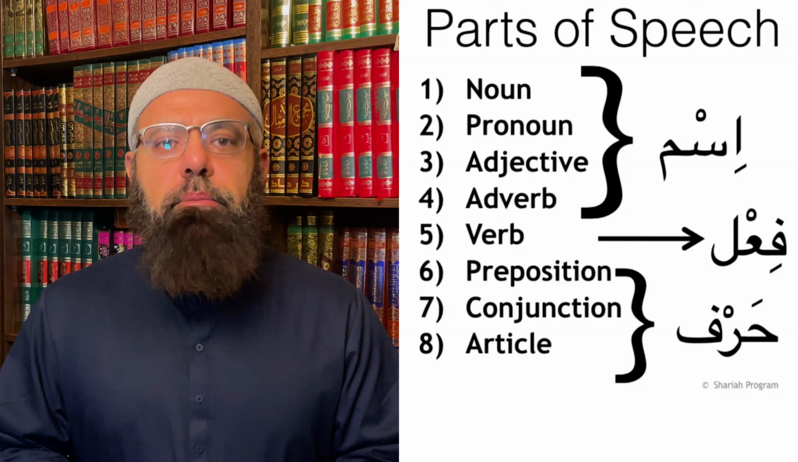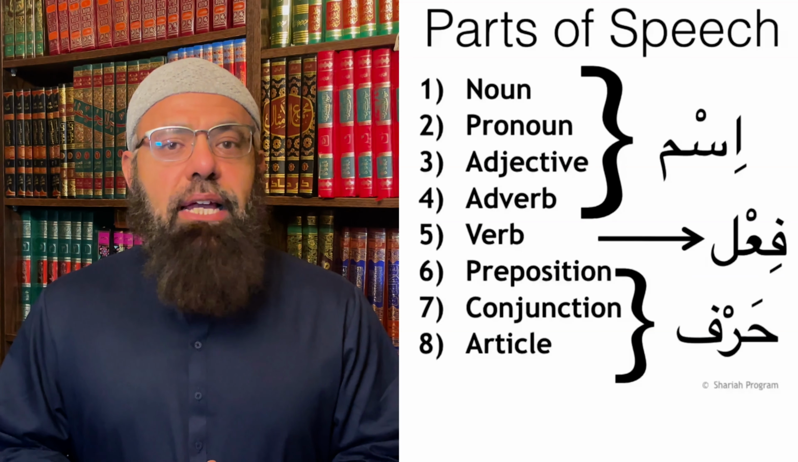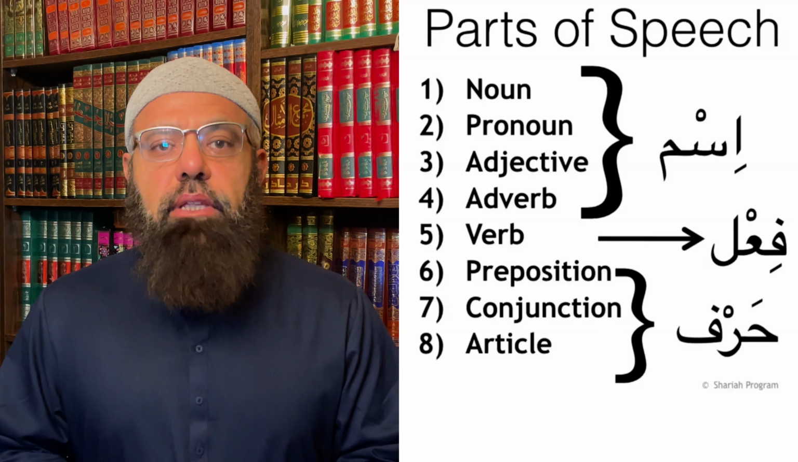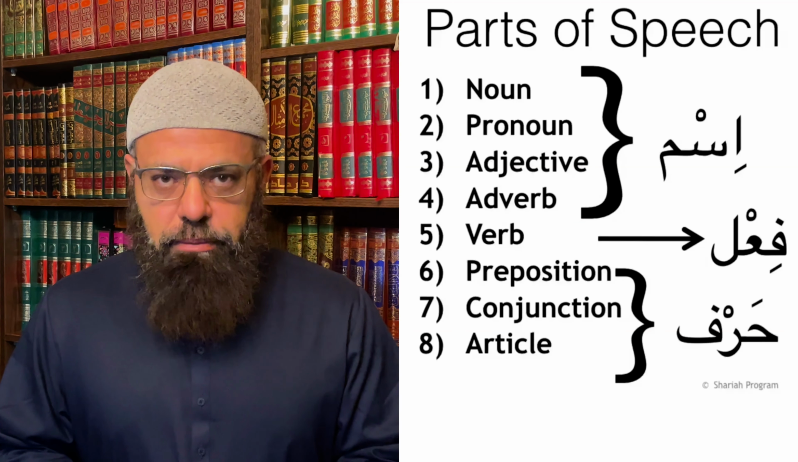If you've been studying Arabic for any length of time, then undoubtedly you come across the three terms ism, fi'l, and harf. Ism is generally translated as noun, the fi'l is referred to as verb, and the harf, they call it a particle. So exactly what are these? And how do they correspond to the parts of speech that we know in English? That's the topic of this presentation.